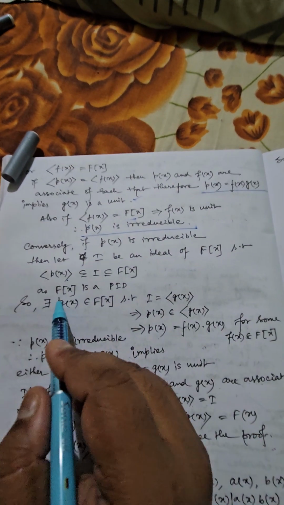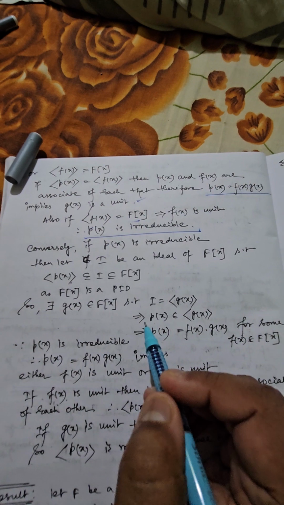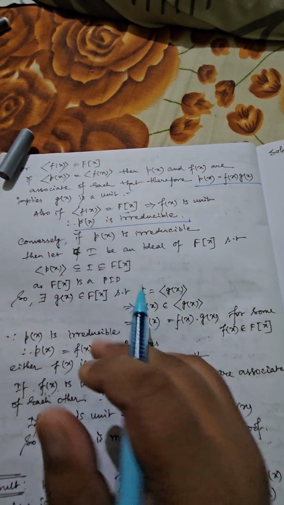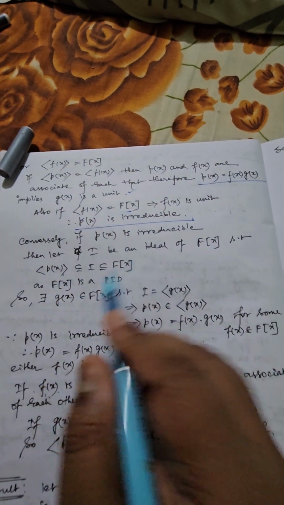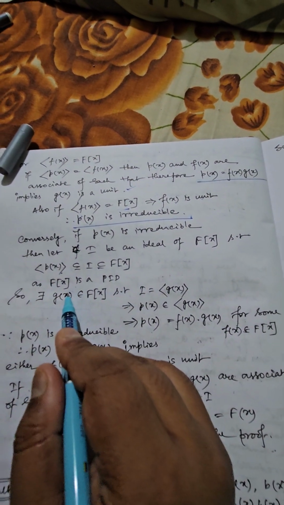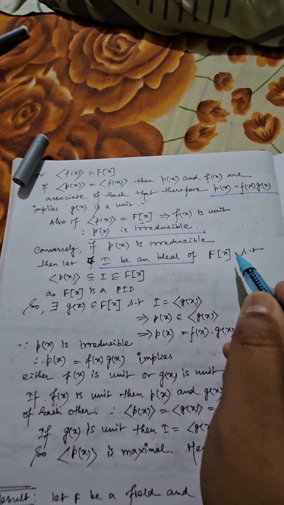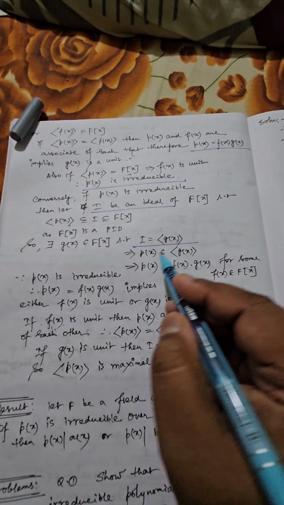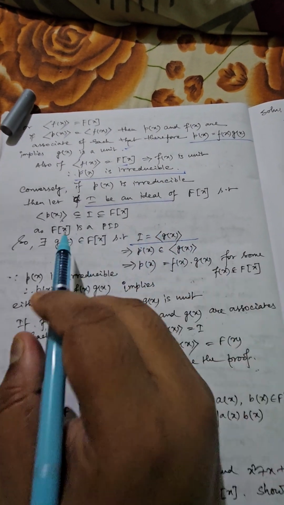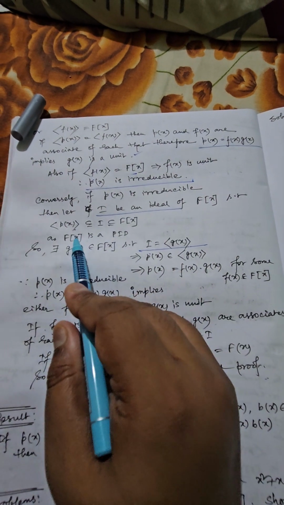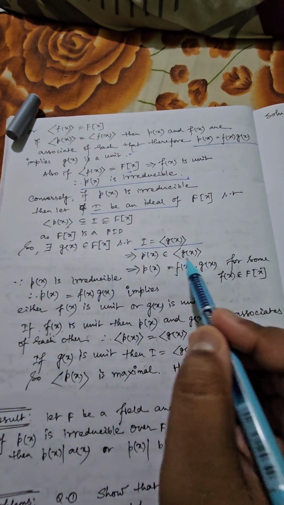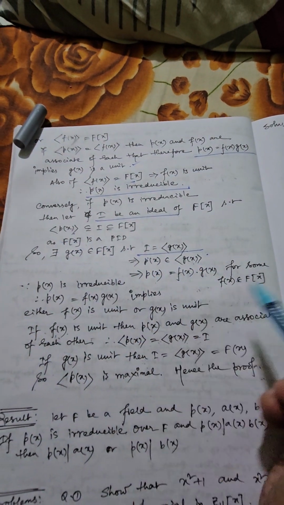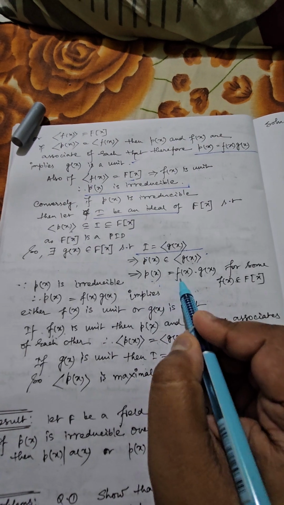Now because we know F[x] is a PID, there should exist a certain element g(x) belonging to F[x] such that the entire structure is generated by the ideal generated by g(x). So because I is an ideal of F[x], we can imagine I is nothing but the ideal generated by g(x). Because P(x) is a subset of I, the ideal generated by P(x) is a part of the ideal generated by g(x). From this relation you can conclude that P(x) is equal to f(x) into g(x).